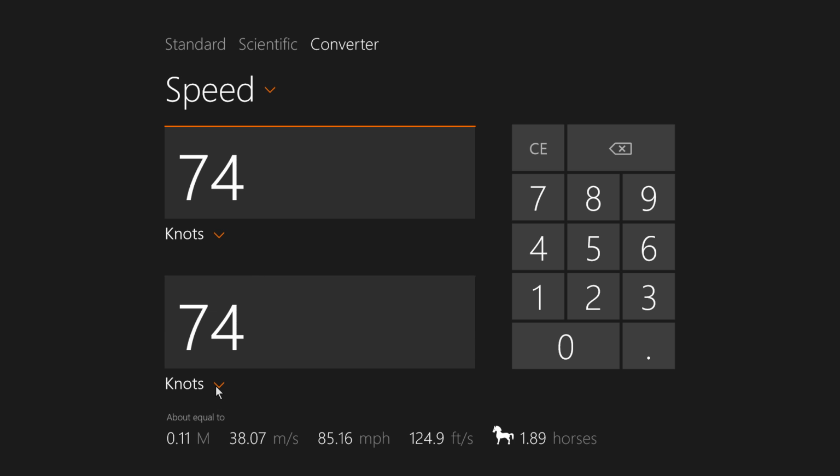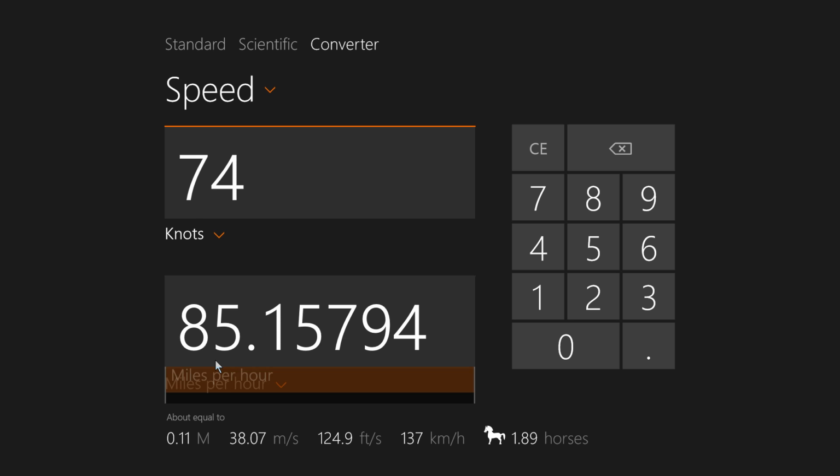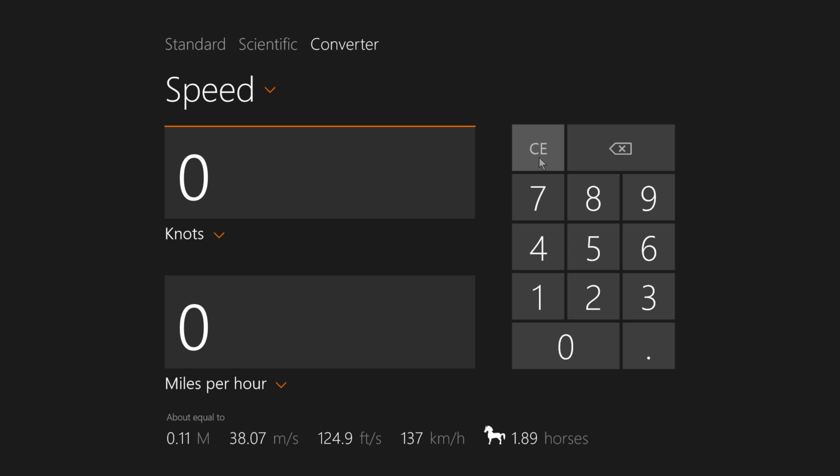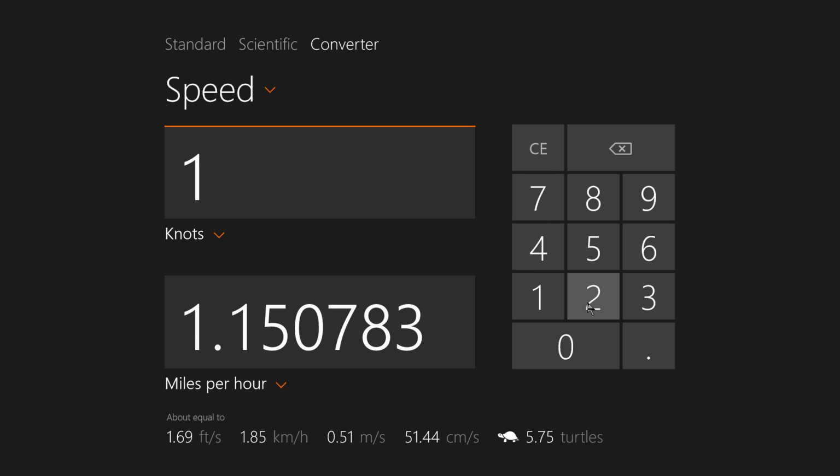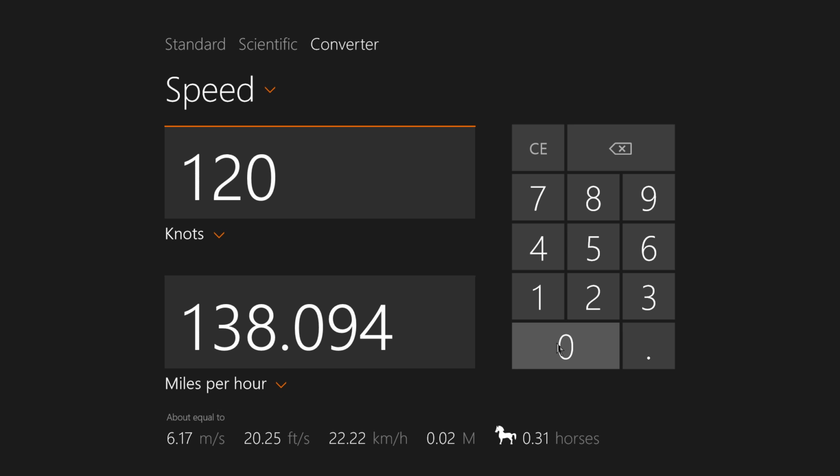So now let's go back and convert knots to miles per hour. 74 knots would be 85 miles an hour. Well, let's say that you hear Hurricane Arthur is headed towards the coast of South Carolina with sustained winds of 120 knots. That's a pretty dangerous hurricane because that translates into sustained winds of 138 miles an hour.